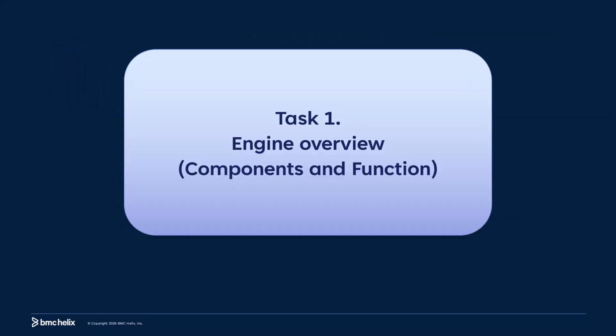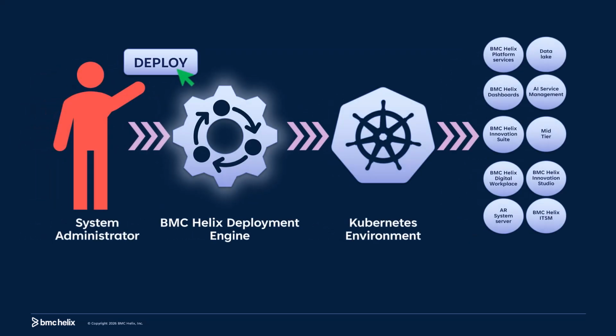To start with engine overview, let's know what BMC Helix Deployment Engine is and what it actually does. To begin with, the BMC Helix Deployment Engine helps automate the deployment of BMC Helix applications to your Kubernetes environment. It acts as the central place from where deployments are managed.